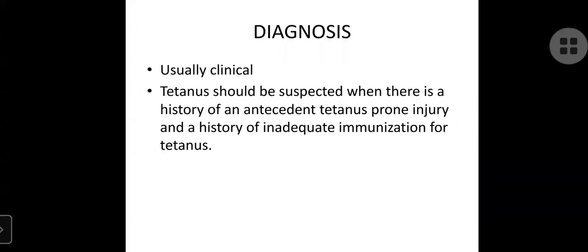So to diagnose tetanus is mainly clinical. You should have a high index of suspicion when you see a patient with this presentation, and also a good history of an antecedent tetanus-prone injury, and also a history of inadequate immunization for tetanus.